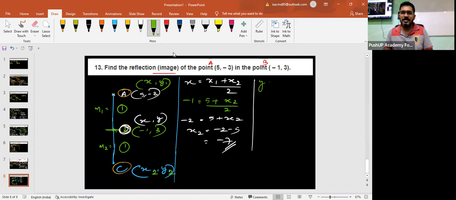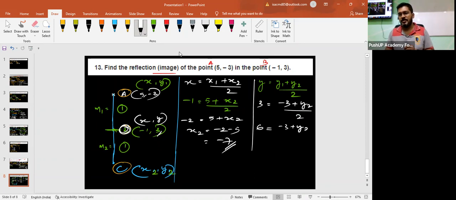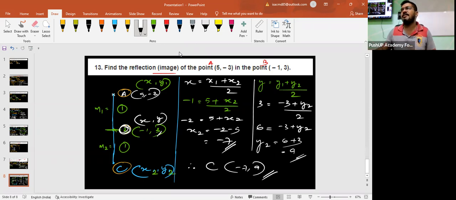Then comes y is equal to (y1 plus y2) divided by 2. What is the value of y here? It's +3. Y1 is what? -3 plus y2 divided by 2. 3 into 2 is what? 6. -3 plus y2. Therefore, y2 is equal to 6 plus 3, which is equal to 9. Therefore, the coordinates of point C would be -7, 9. Suspense over. This is the final answer.